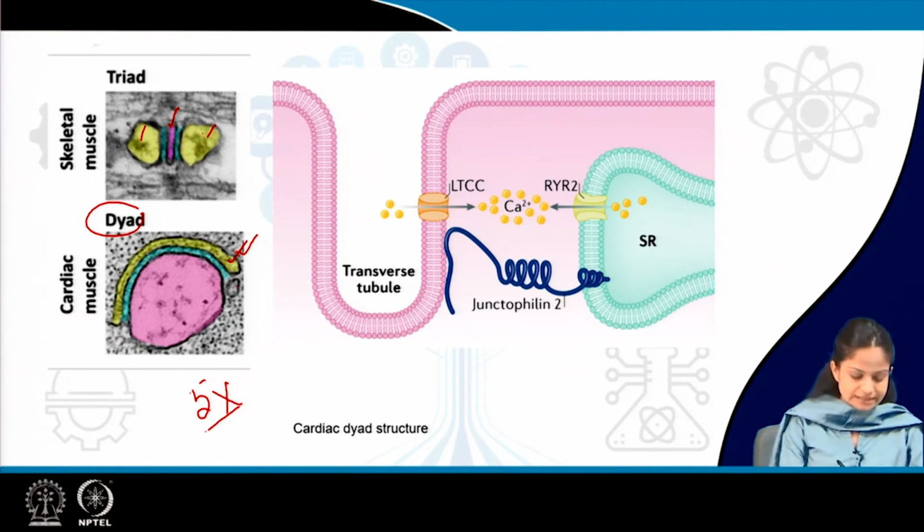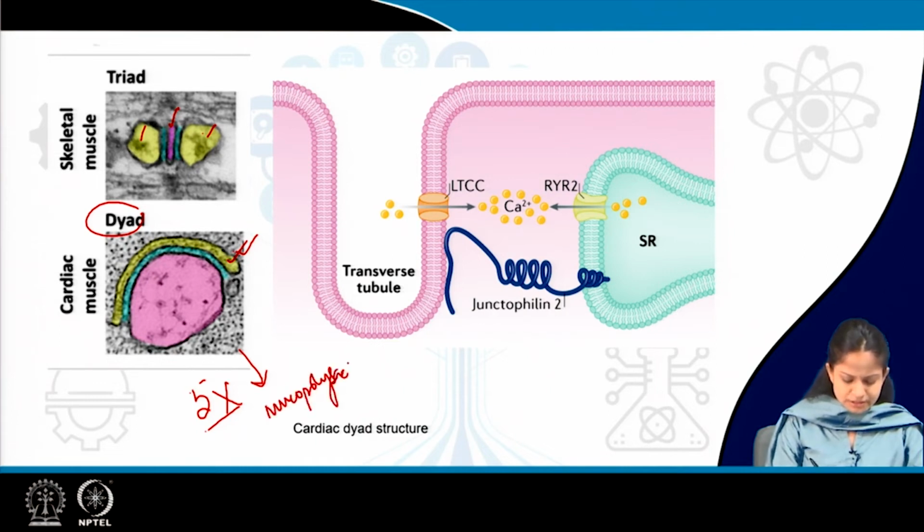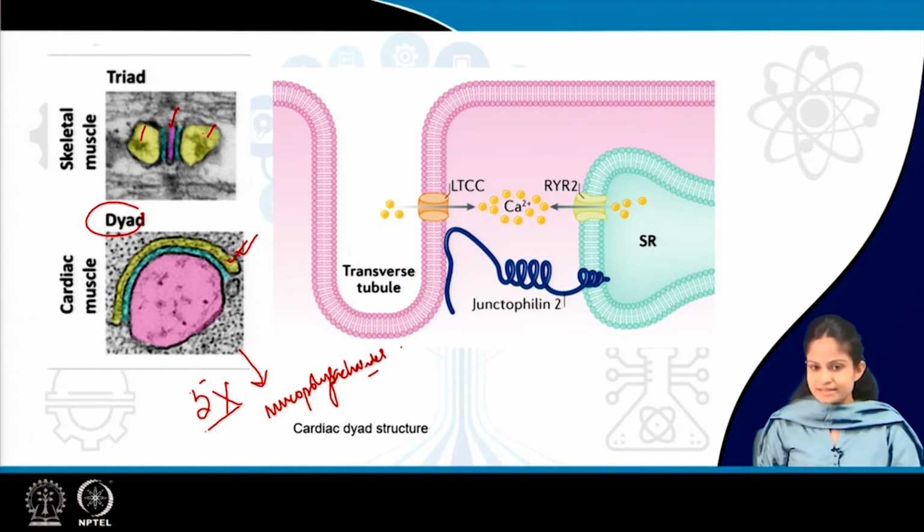Also, the cardiac muscle T-tubules consist of some mucopolysaccharides. So, because of these few reasons, they exhibit a dyad in the cardiac muscle and a triad in the skeletal muscles.